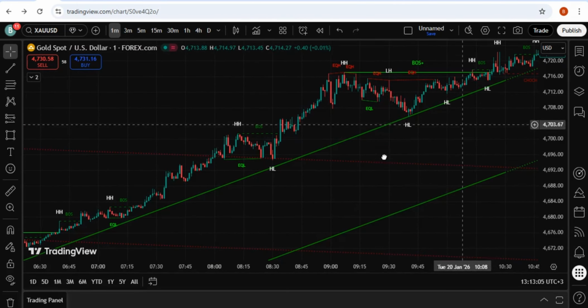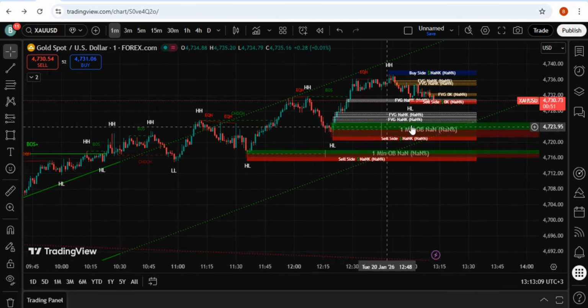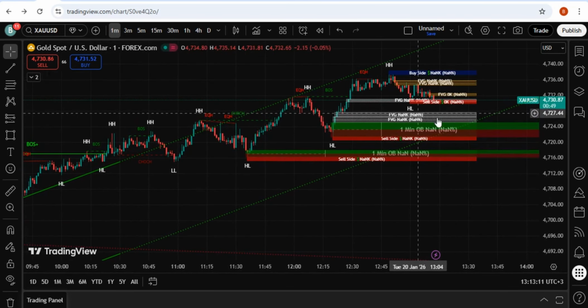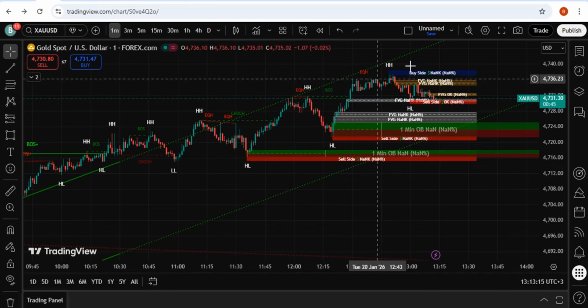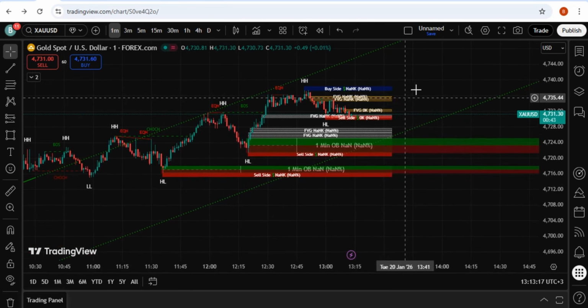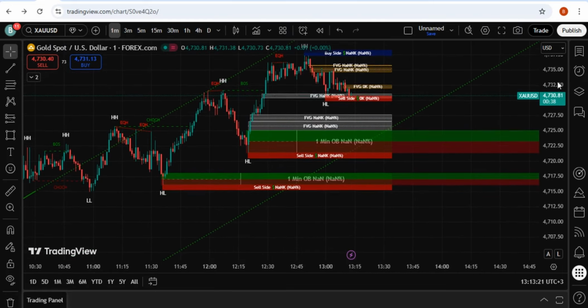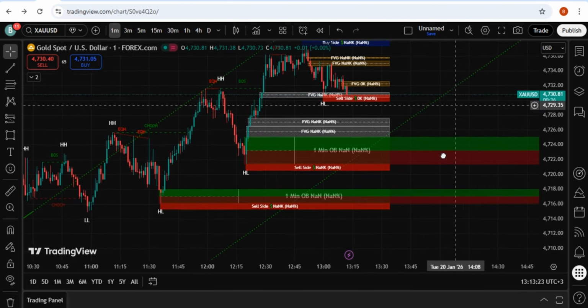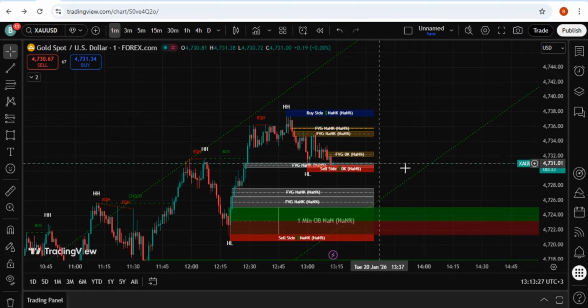So as you can see, it's showing me my order blocks. See, this order block is showing me fair value gaps. This is trend, market is uptrend, and then we have this buy side liquidity and sell side liquidity. So yeah, this gold at its all-time highs, as you can see.